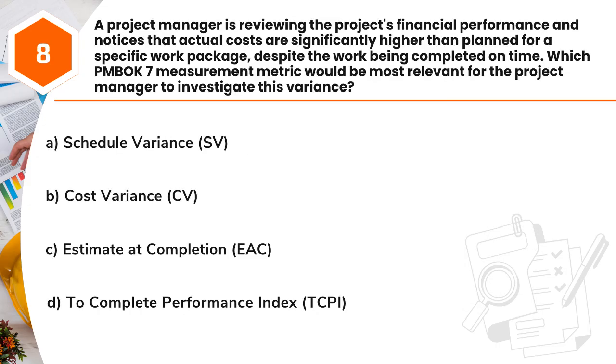Question 8. A project manager is reviewing the project's financial performance and notices that actual costs are significantly higher than planned for a specific work package, despite the work being completed on time. Which PMBOK 7 measurement metric would be most relevant for the project manager to investigate this variance? A. Schedule variance, SV. B. Cost variance, CV. C. Estimate at completion, EAC. D. To complete performance index, TCPI.